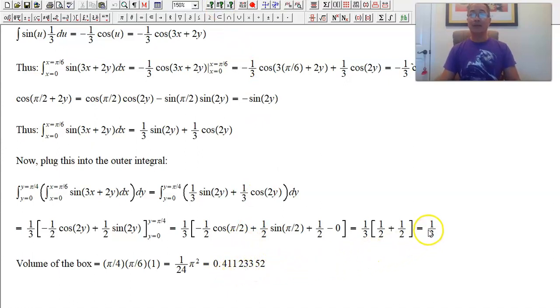Ooh, okay. The solid should have smaller volume than that, because that box is obviously bigger. 1/3, yeah, I believe it. 0.333, smaller than 0.411. Okay, excellent.